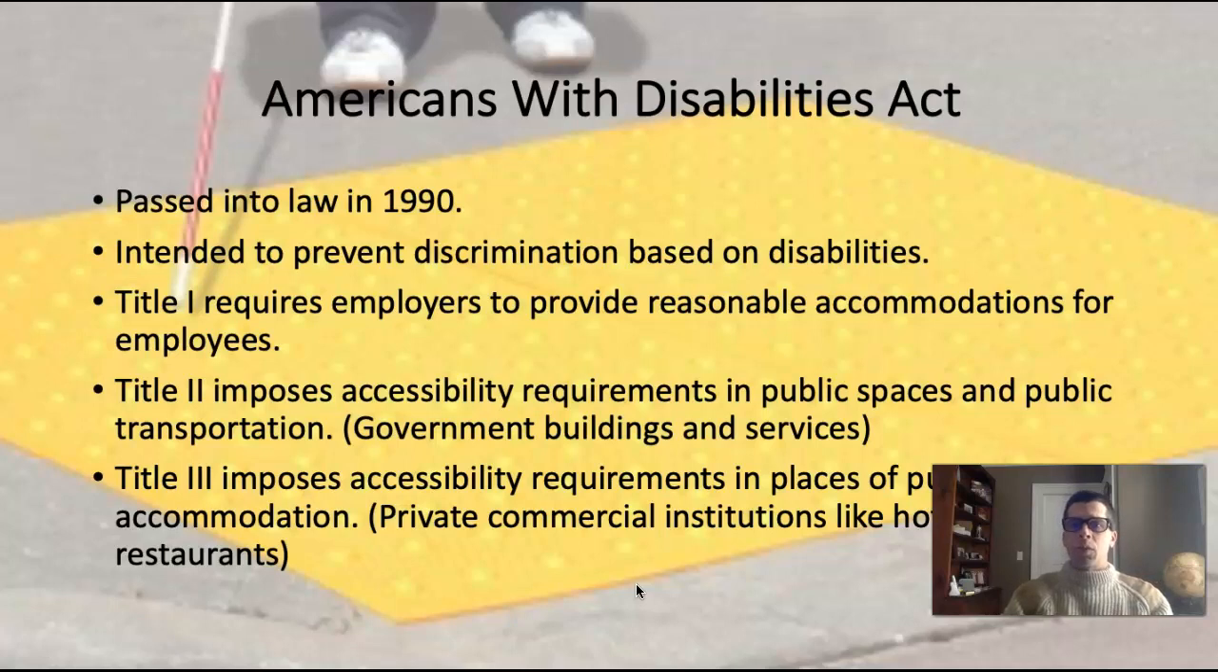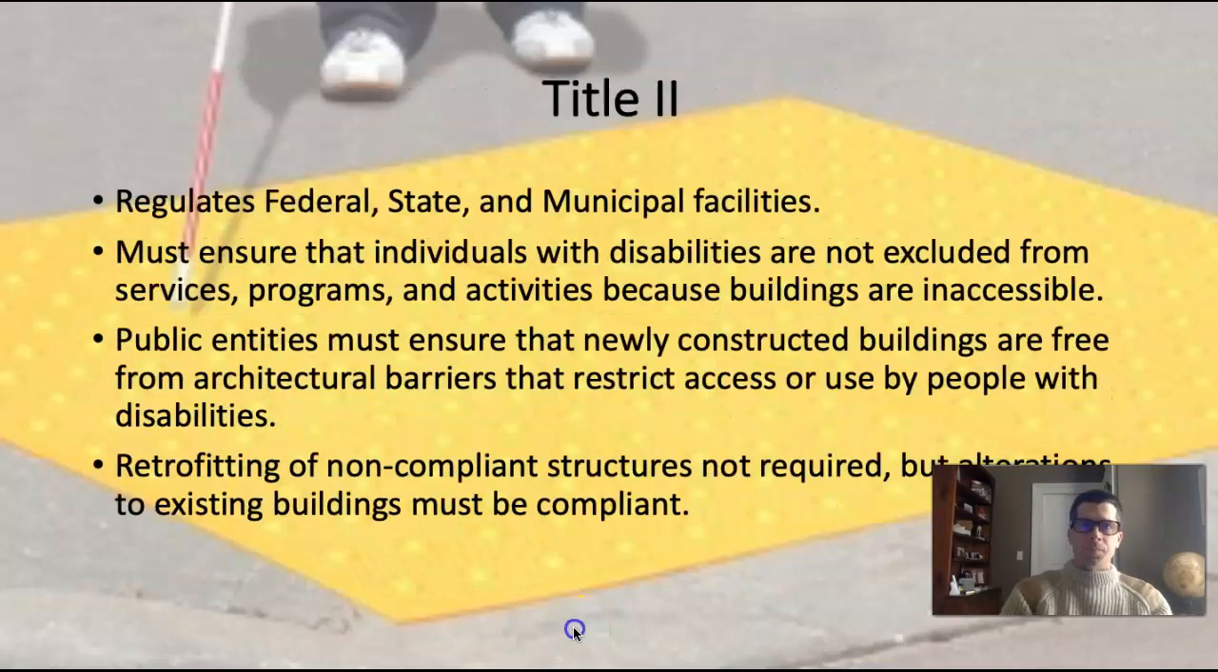Title II refers to accessibility requirements in public spaces, anything that's publicly funded, public transportation. If it's taxpayer funded, then it's in the realm of Title II. Anything that's private, but open to the public, is going to be a part of Title III. And so hotels, restaurants, amusement parks, stuff like that. So Title II is going to deal with things at the federal level, state level, municipal, so city, county level.